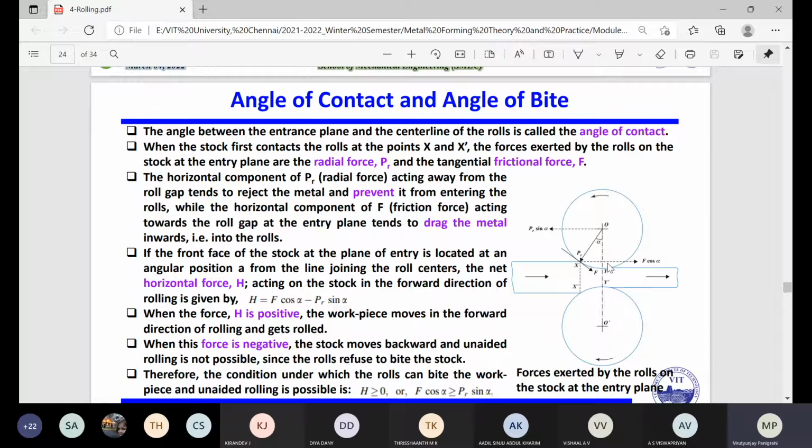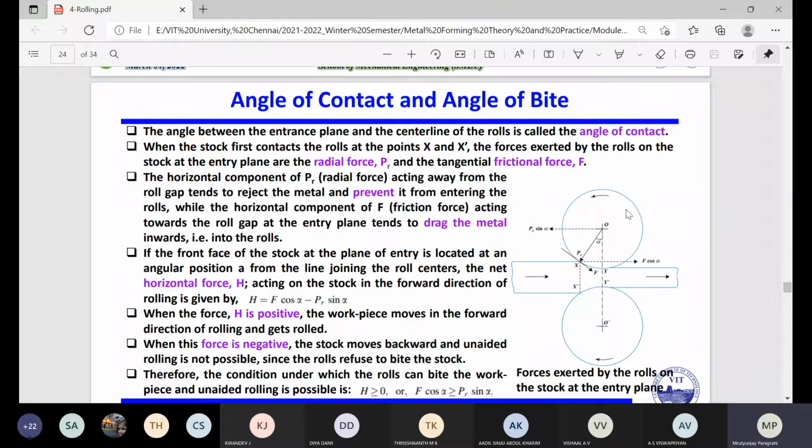So today we will talk about the angle of contact, and also understand what the angle of bite is. Almost these are the same, but at least we have to define where we call this the angle of contact and where we call it the angle of bite. So this is the schematic diagram. You can just see here.